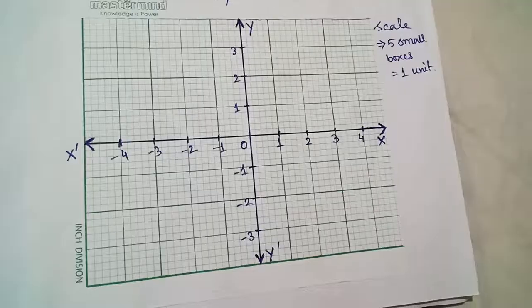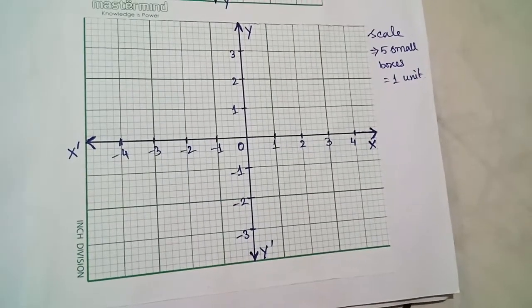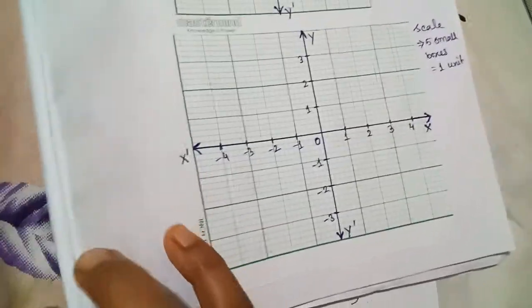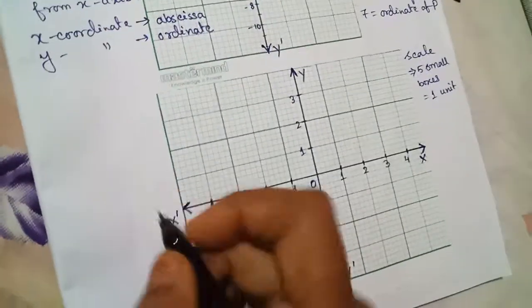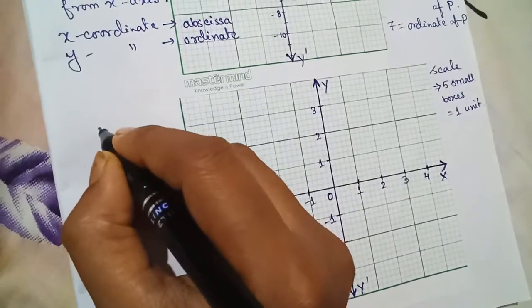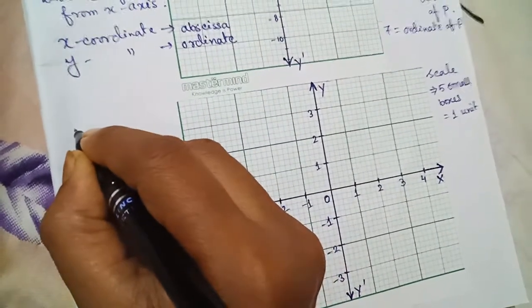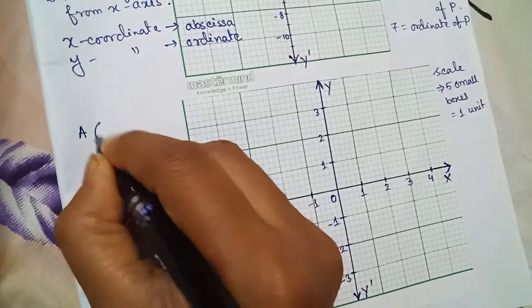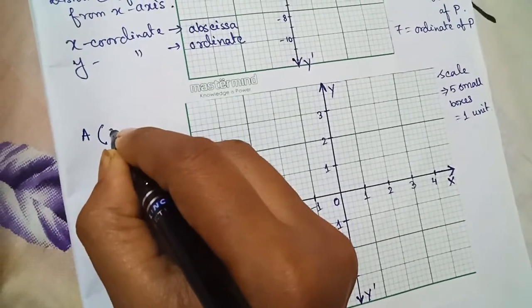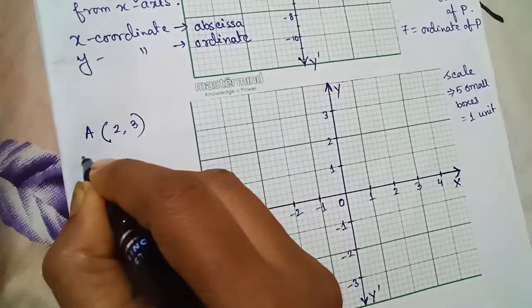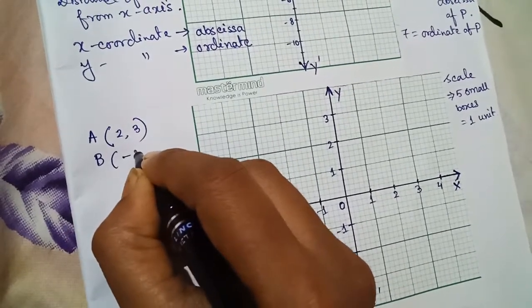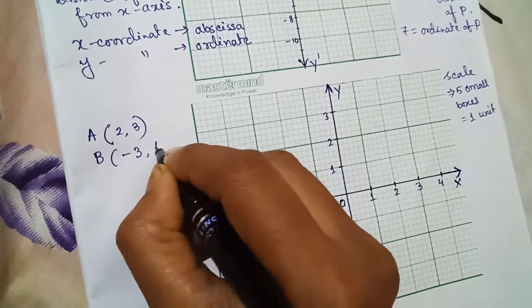Okay, now let's plot some of the points. Then your practical knowledge will be more clear. I'm taking some points, number 1, giving the name A. Suppose it is 2, 3. B, minus 3, 4.